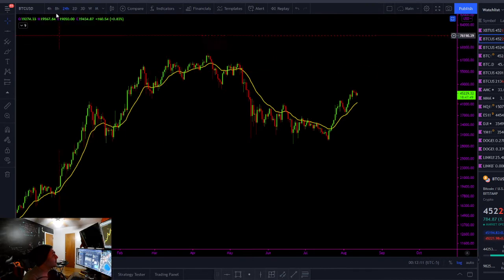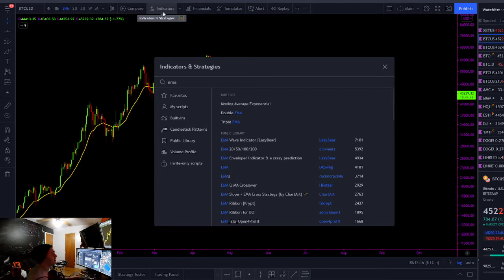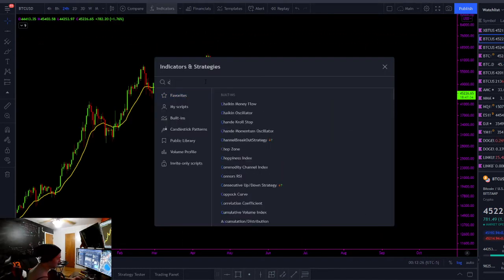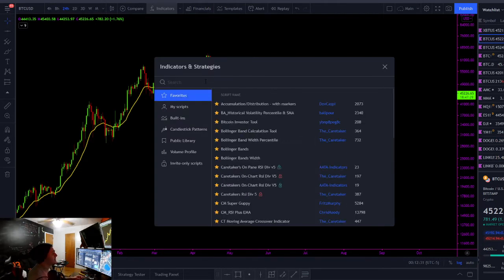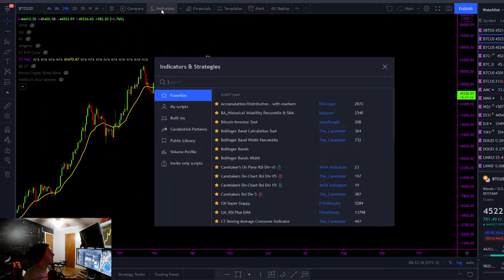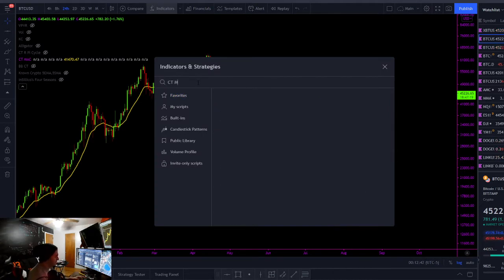What we need to do is find our indicators, right? And type in EMAs. You can do triple EMA, you can do any of these EMAs. I happen to have Caretaker's EMA, which you can also find with CTMAC. It's CTMAC, CT space MAC. There we go. Type in CTMAC. It is a free indicator on TradingView.